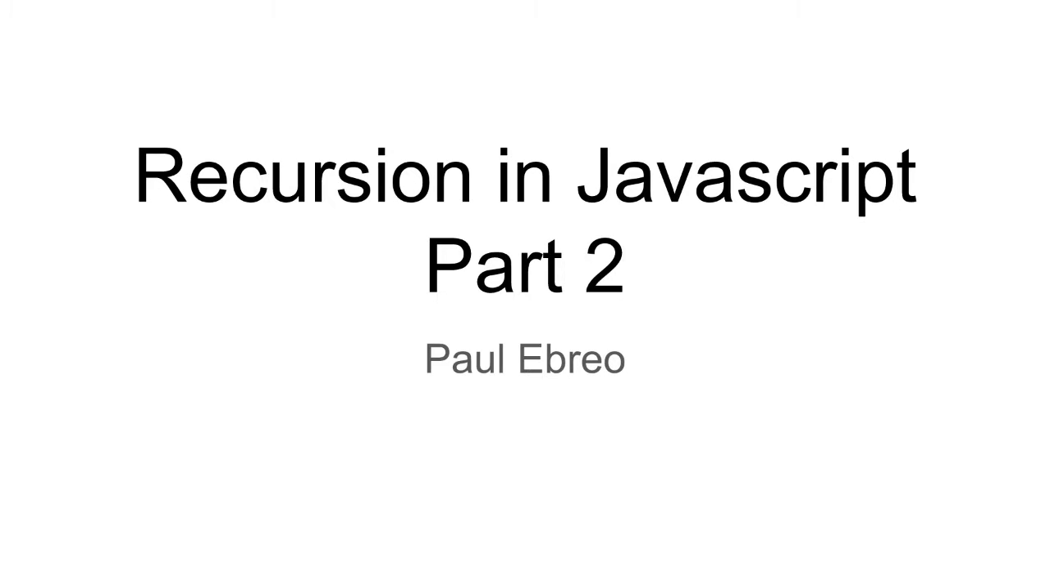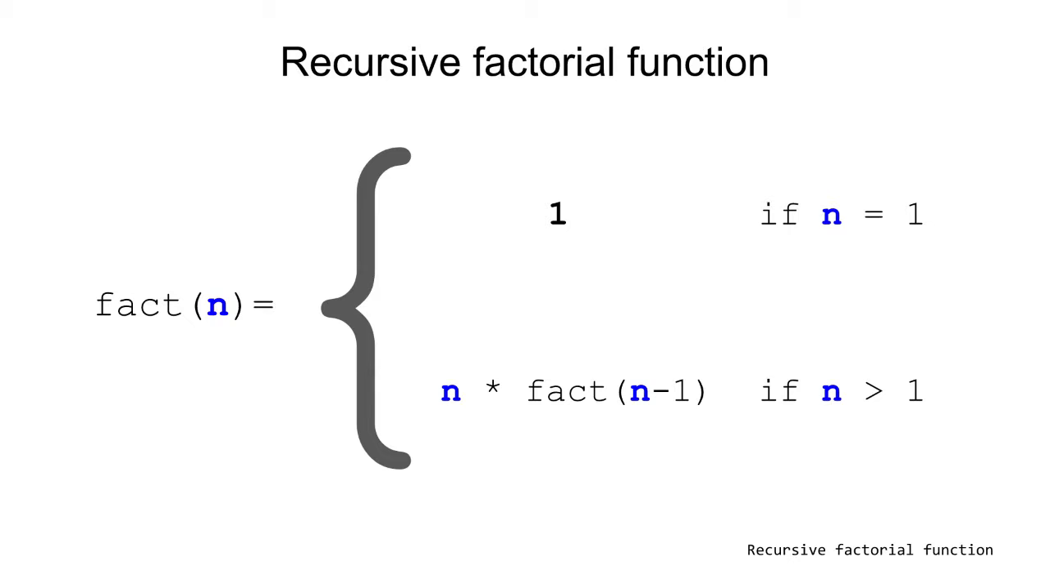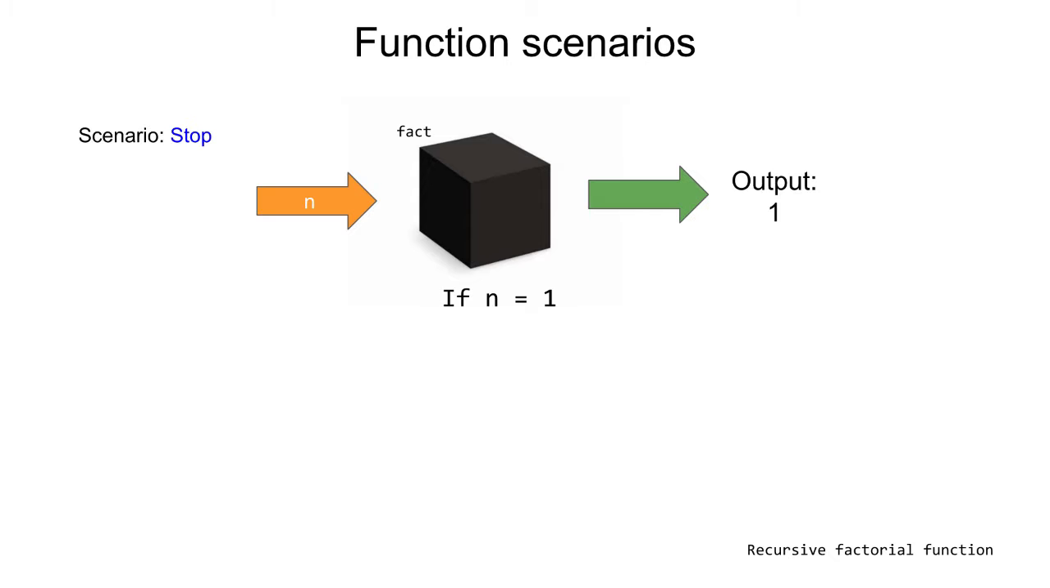In this video, we will implement a recursive function in JavaScript. In the last video, we defined this recursive factorial function. This factorial function had two conditions, a stop condition and a continue condition. Each condition had a certain output. For the stop condition, the output was simply 1. For the continue condition, the output included a recursive call.